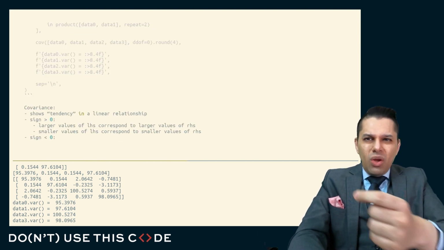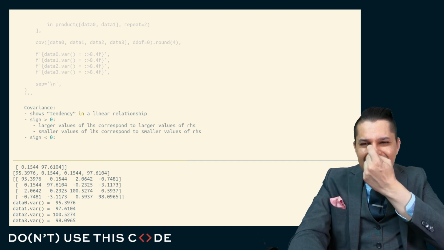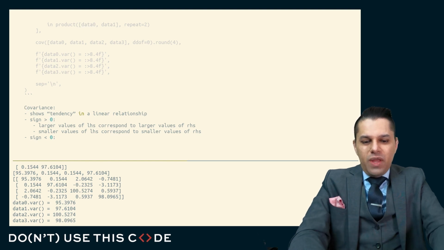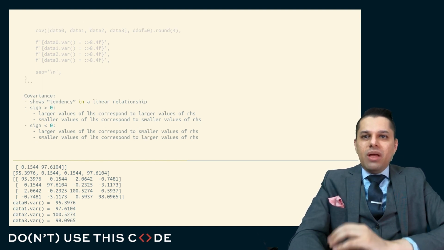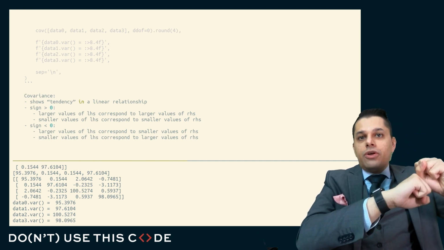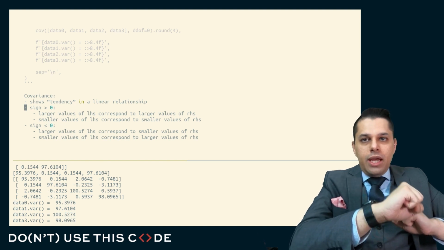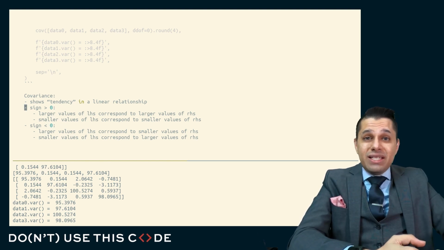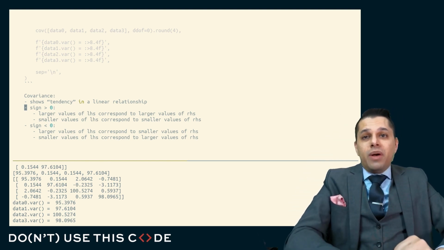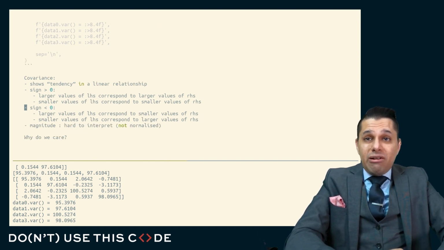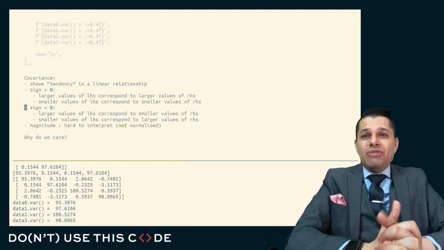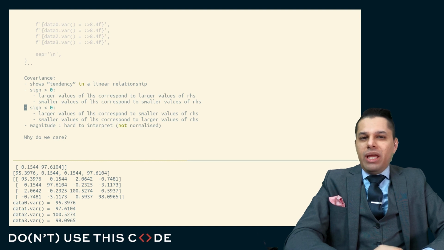Well, in general, when we talk about covariance, what we're looking at is the tendency in a linear relationship, and we're largely focused on just the sign of this value. If that sign is greater than 0, then that means that the large values of the left-hand side and the large values of the right-hand side move together. The small values of the left-hand side and the small values of the right-hand side move together. If that sign is less than 0, then they move in opposite directions. The large values correspond to the small values and the small values correspond to the large values. If it's 0, we can see there is no clear relationship, but critically, the magnitude of this covariance is very hard for us to interpret in any meaningful fashion.